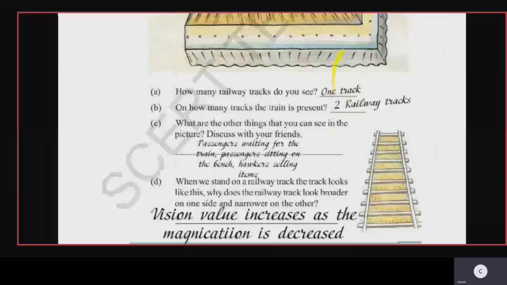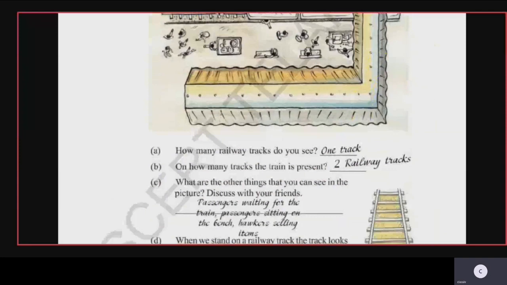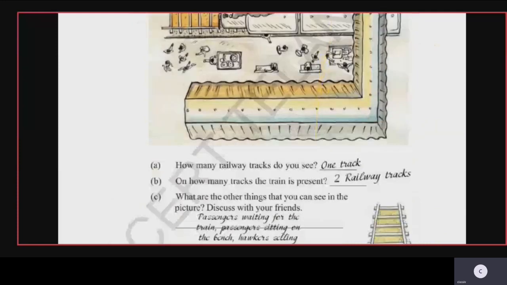So first, A1, how many railway tracks do you see? So how many can you see, children? Just correct the answer, children. It is 2 railway tracks. Okay, there is a mistake here. Just correct the answer. 2 railway tracks. Then next question. Actually, you can see that A and B I have just written reversed. Okay, so B answer is 1 track. But I have written A answer and B answer reversed, children.